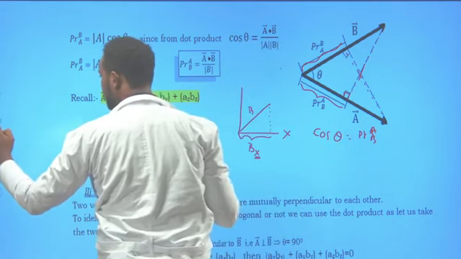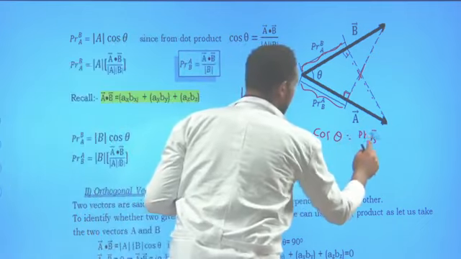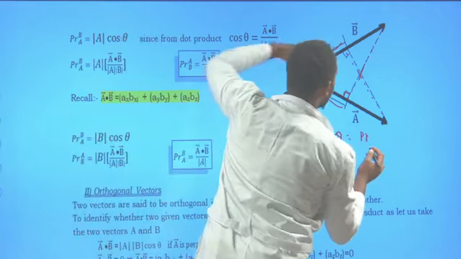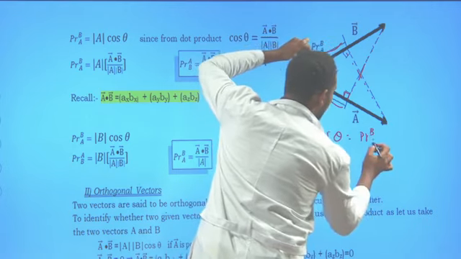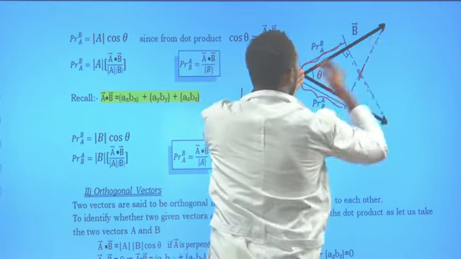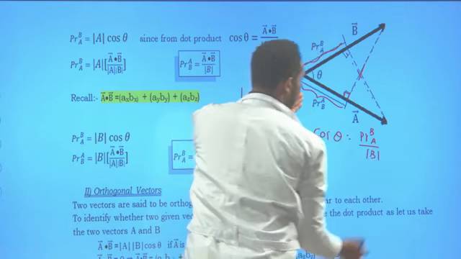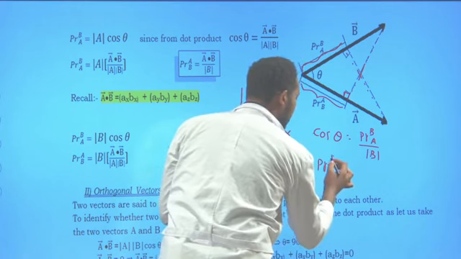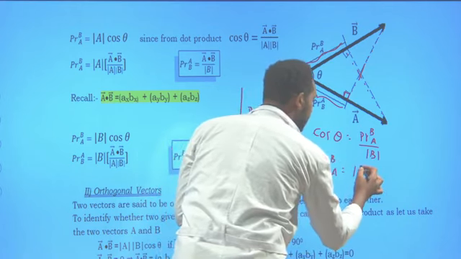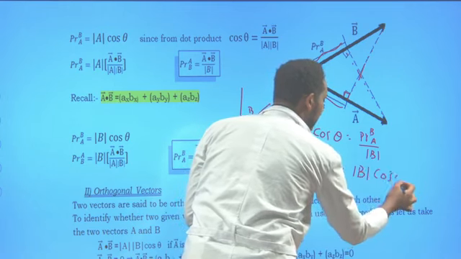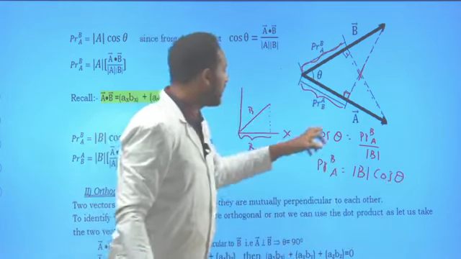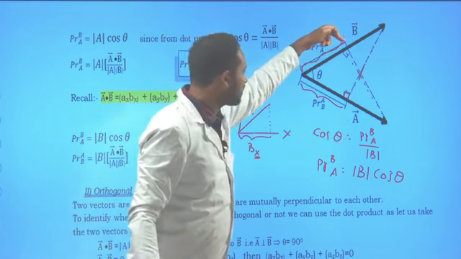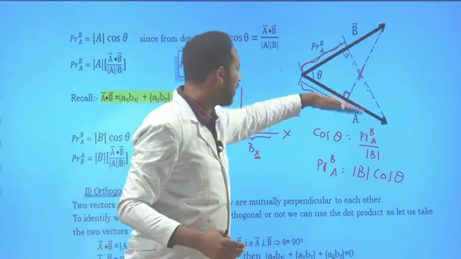The projection of vector b onto a, over the magnitude of vector b, is cosine of theta. Okay? When you cross-multiply, it's possible to find the projection of vector b onto a as the magnitude of vector b times cosine of theta. The same is true, it's possible to find the projection of vector a onto b. That means the distance from this to this is known to be the projection of vector a onto b.